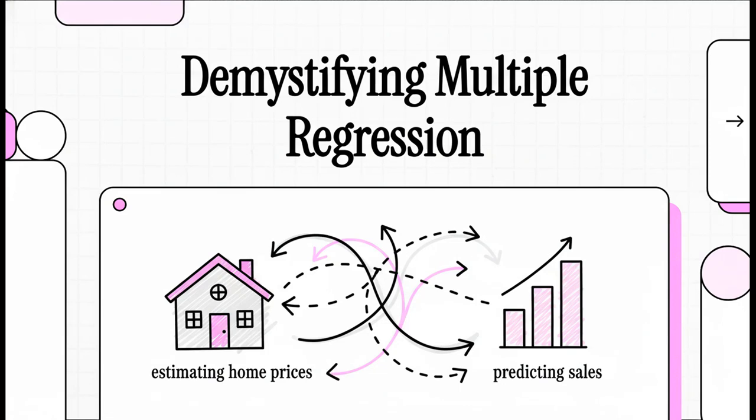Today we're going to break down a really powerful statistical tool. It's used everywhere, from figuring out home prices to predicting how well a product will sell. It's called multiple regression, and it's all about seeing the bigger picture.